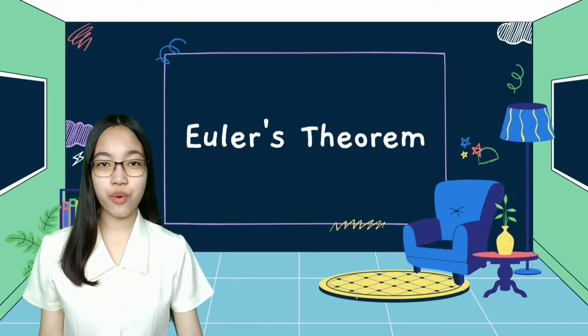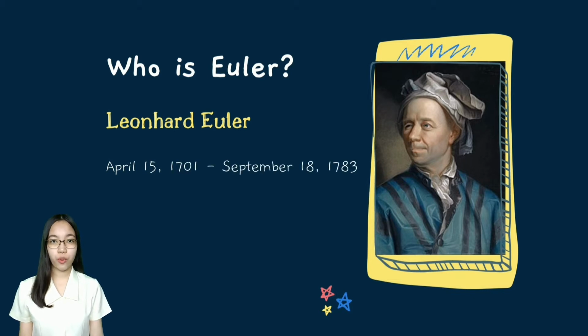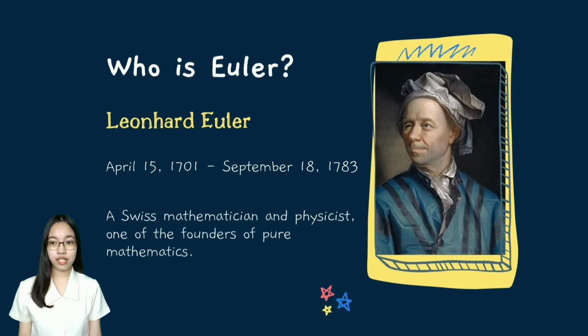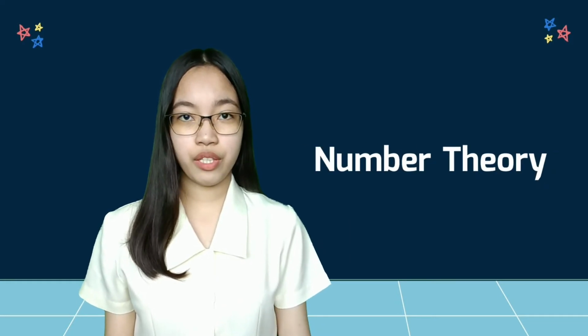So first, let us know who is Euler. His name is Leonhard Euler and he was born on April 15, 1701 in Switzerland and he died on September 18, 1783 in Russia. So he is a Swiss mathematician and a physicist and one of the founders of pure mathematics. He made an enormous contribution to a wide range of mathematics and physics, and that includes analytic geometry, trigonometry, geometry, calculus, and number theory.